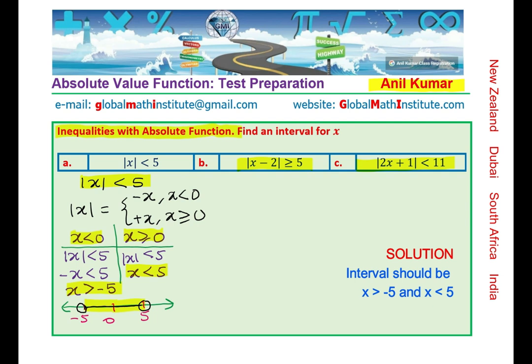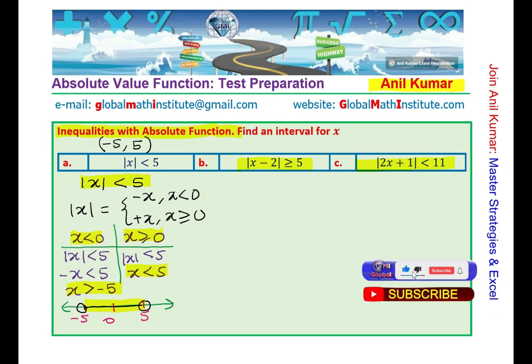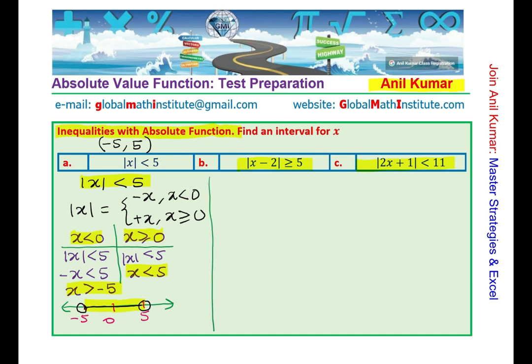Perfect. And so we have the solution on the interval shown here on a number line, right? You could also write the solution as between minus 5 and 5, where minus 5 and 5 are not included, right? So this was a method of splitting the absolute value function by its definition and then solving. Now, I'll show you a very interesting technique to do this in a much better and faster way.